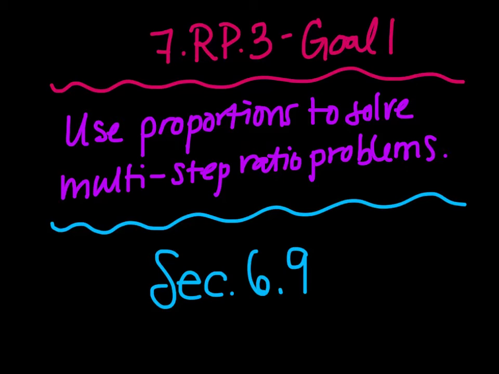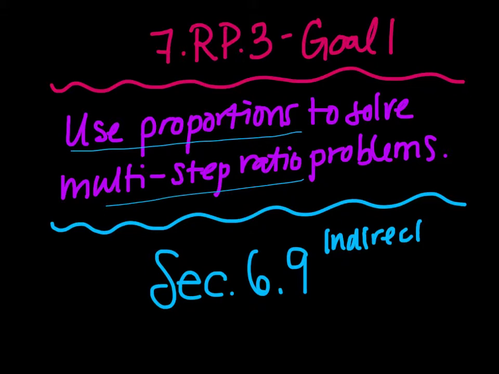Welcome to 7.RP.3 Goal 1. In this goal, you are going to be focusing on using proportions to solve multi-step ratio problems. And this is specifically section 6.9. In this section, we will be dealing with what's called indirect measurement.